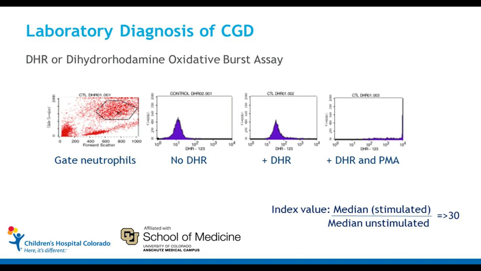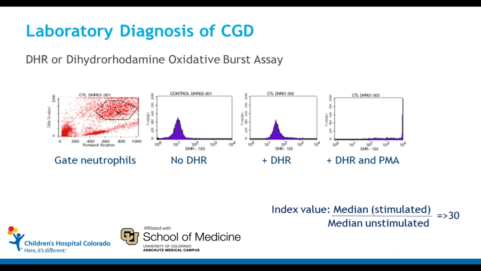So shown in this flow plot, on the left-hand side are neutrophils identified by the scatter gate. The second plot shows us the neutrophils with no dye. The middle plot is DHR loaded into the neutrophils, showing baseline fluorescence. And finally, the plot on the far right shows us the fluorescence of DHR once these cells are stimulated. And as you can see, the fluorescence is off scale here because it is so bright following stimulation of normal neutrophils.